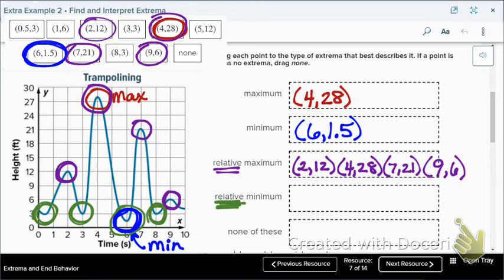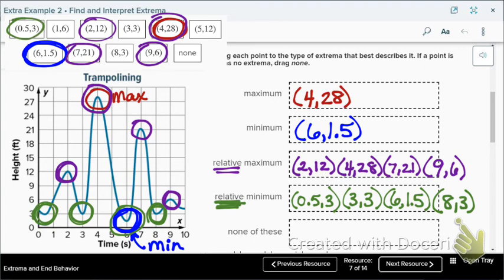So help me out with the ordered pairs. 0.53, 3, 6, 1.5, yes. And 8, 3. All right, so let's go mark off what we've got. We used this one. We used this one. We have 6, 1.5. We used 8, 3.